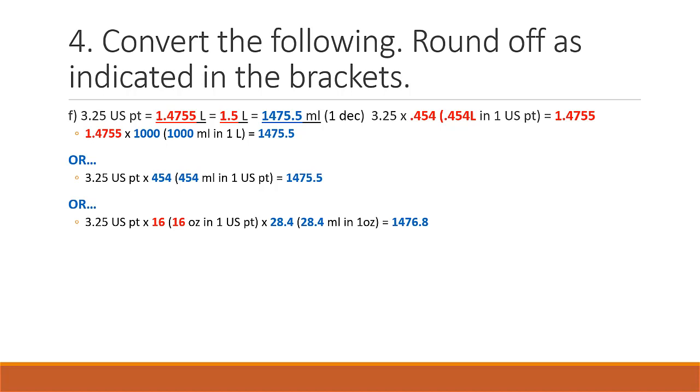Or we could take the amount of US pints and multiply it by 16, and that would have given us the amount of ounces in 3.25 US pints. And then we multiply the ounces by the amount of milliliters in an ounce, which is 28.4. And you can see we get to a slightly different answer. We have 1,476.8 as opposed to what we did up here, which gave us 1,475.5. So we have a difference of 1.3 milliliters.